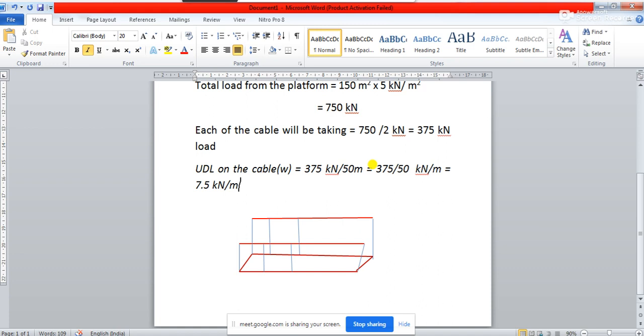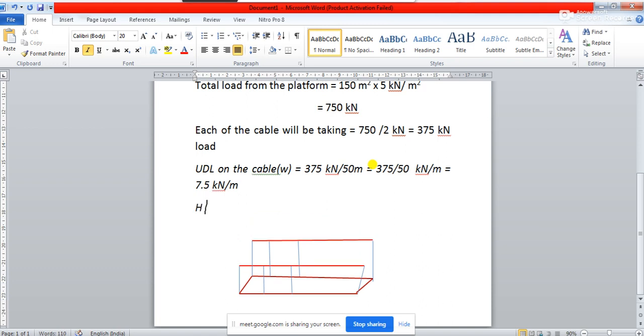So now you know small w. Once you know small w, you can calculate your horizontal force H. What will be your H? From the formula you can get it: H equals W L squared by 8 Y C. Exactly, W L squared by 8 Y C.